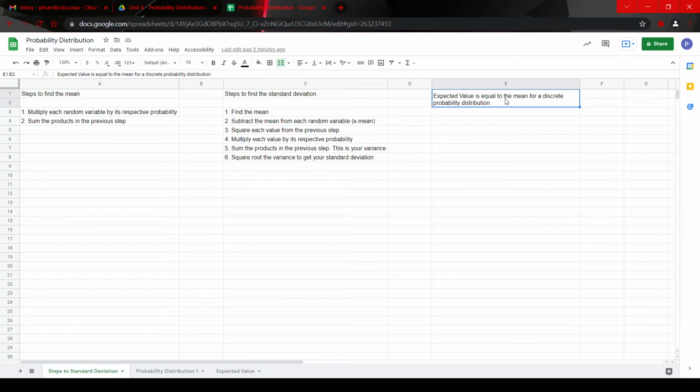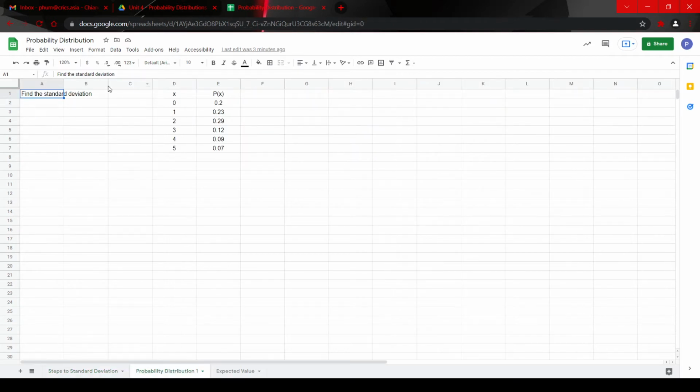And the expected value is basically if we picked a random item from the population, what would be our expected number that we will get at the end of it. We'll talk about this a little more and show you a few examples. So I'm going to go through and find the standard deviation of this data set.